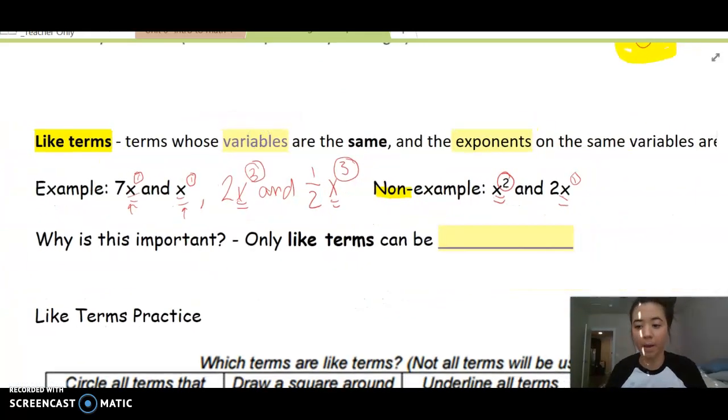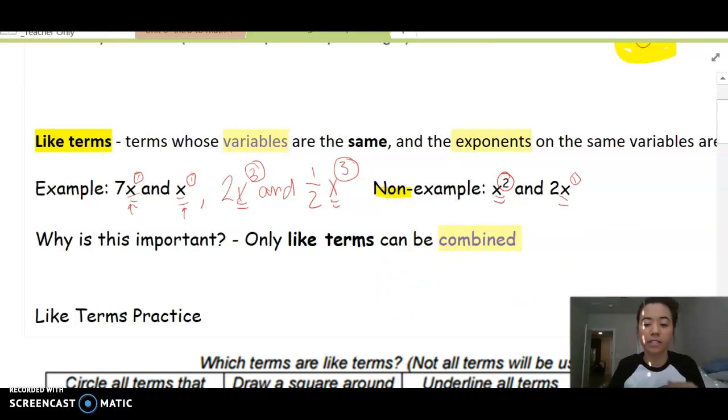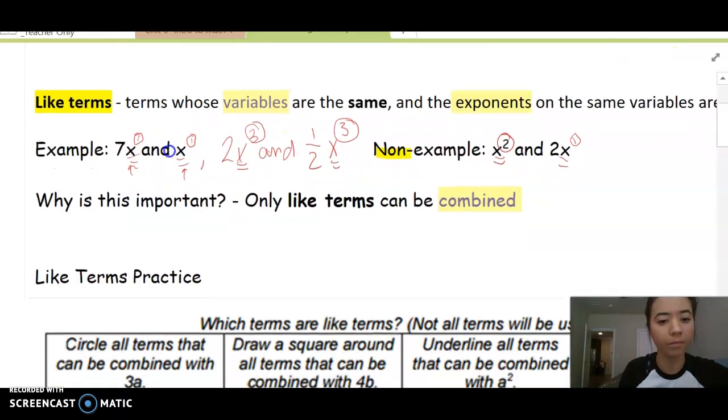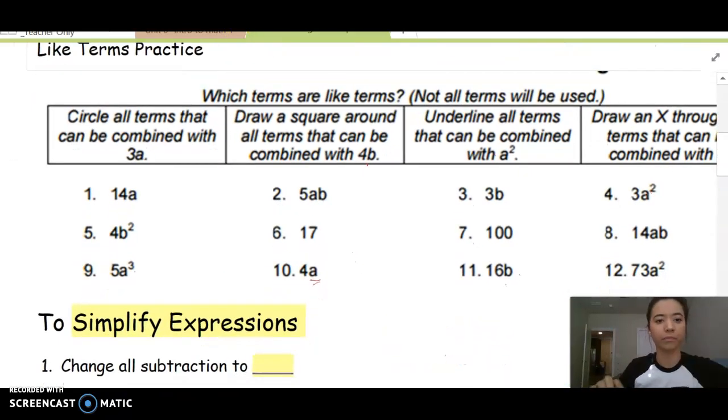Now, why does this matter? This matters because only like terms can be combined. And like I said, today's lesson is all about simplifying expressions. Simplifying means we're going to take something big and make it into something smaller. In order to do that, we have to combine a few things. And that's where the like terms come in. We're going to combine them and make two things become one to make it smaller.